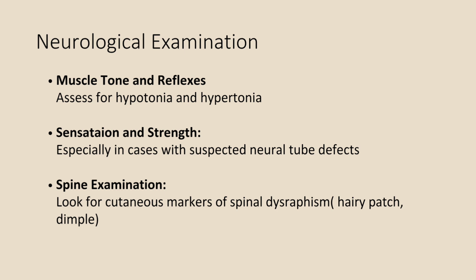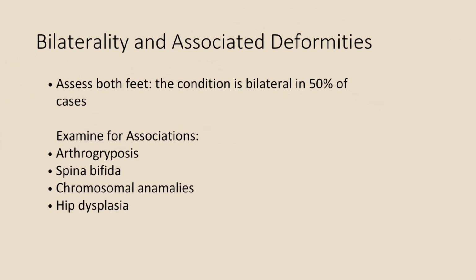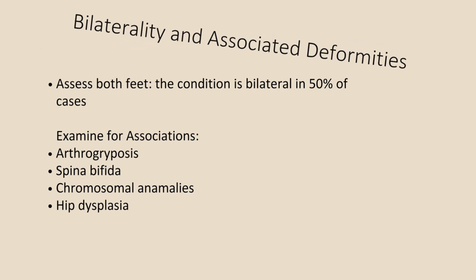Neurological examination: you assess the muscles, hypotonia, sensation of the nerve, and the power of the nerve, and there is a spinal examination. Bilateral assessment for associated conditions like chromosomal abnormalities, spina bifida, arthrogryposis, and hip dysplasia is mandatory, and the knee examination is also very important. Sometimes vertical talus is associated with congenital knee dislocation.